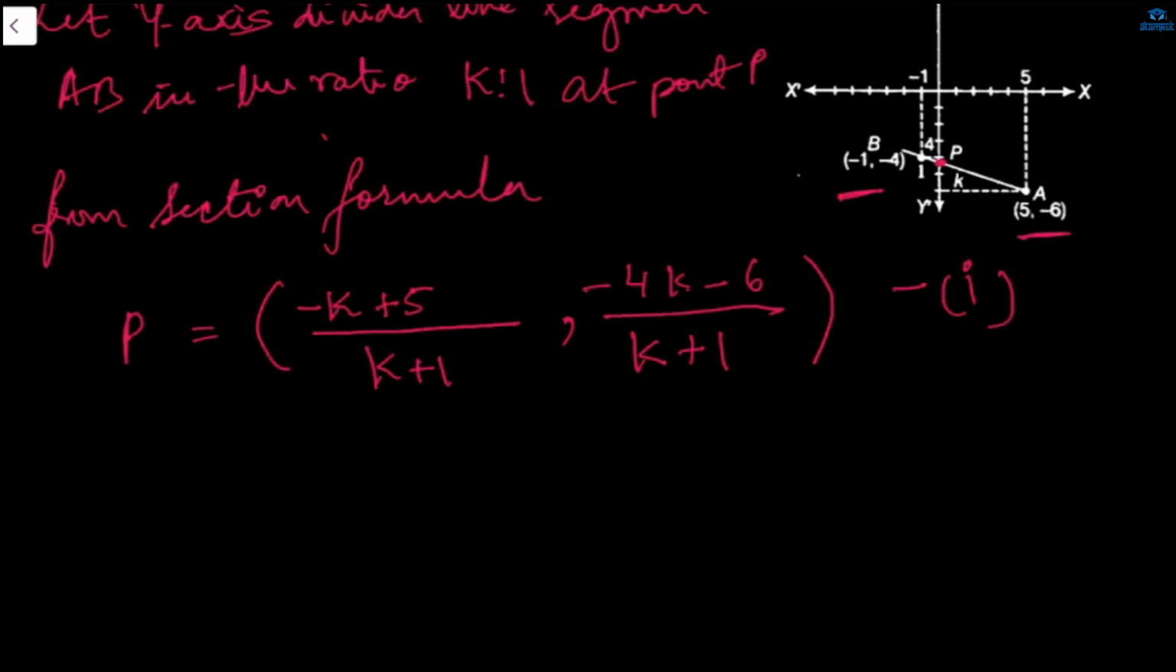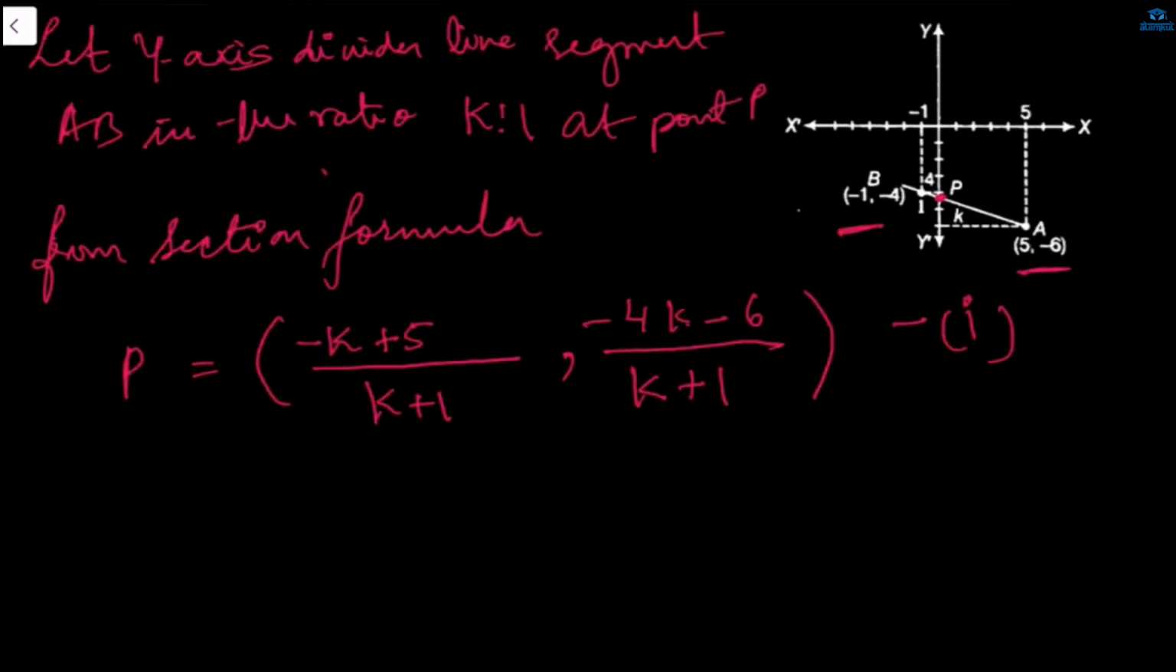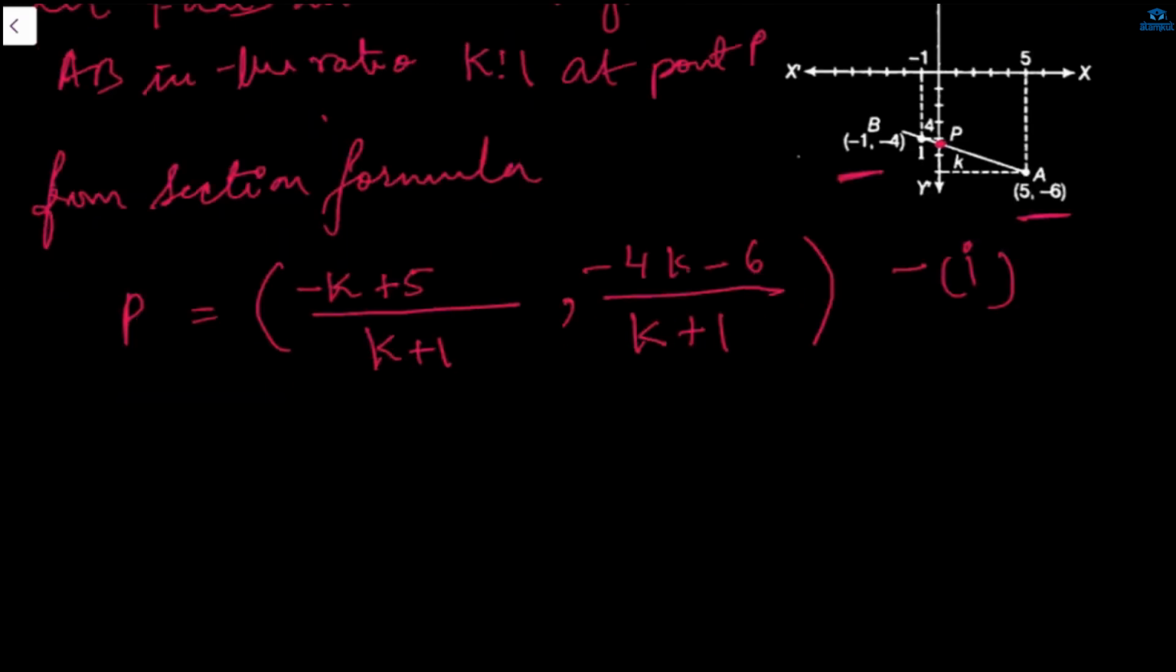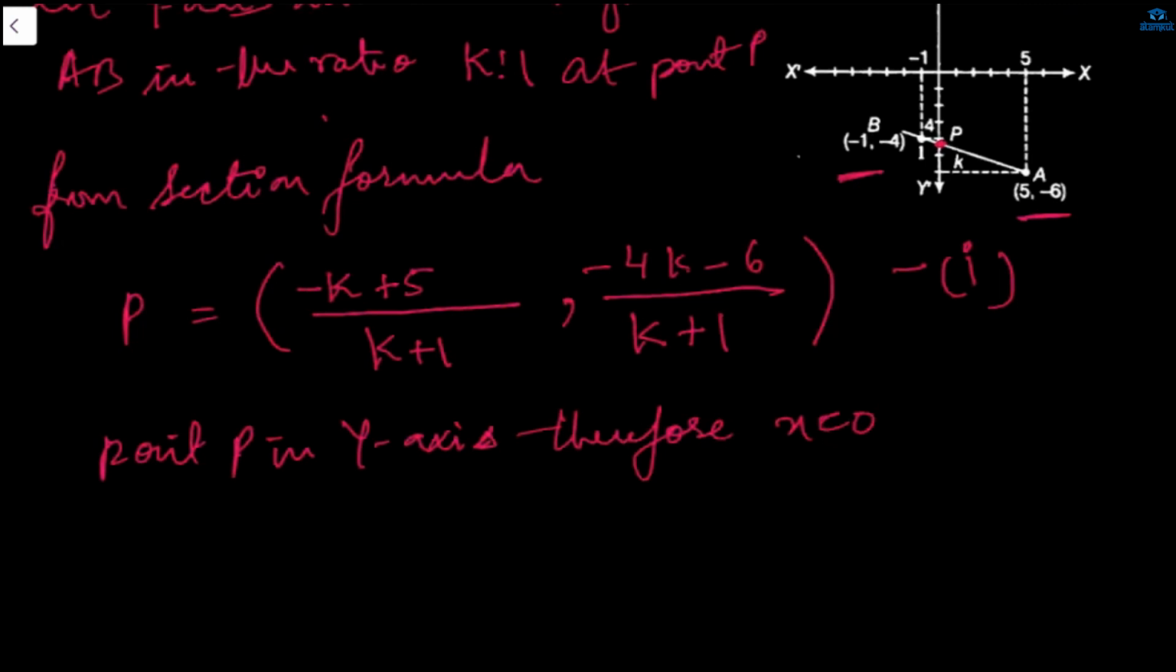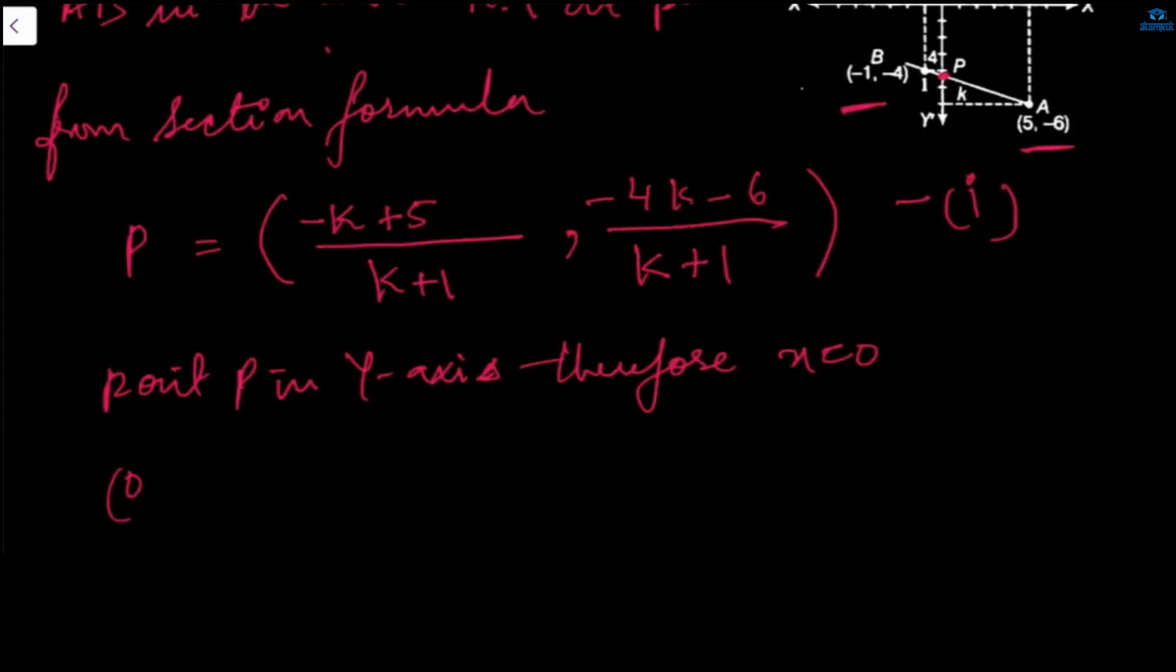Now if the point P lies on the y-axis, so that means what? The abscissa is 0. Point P is on the y-axis, therefore x is equal to 0. The x value will be 0 because the point is lying on the y-axis, and if a point lies on the x-axis, the y will be 0. So P can be written as 0 comma y.